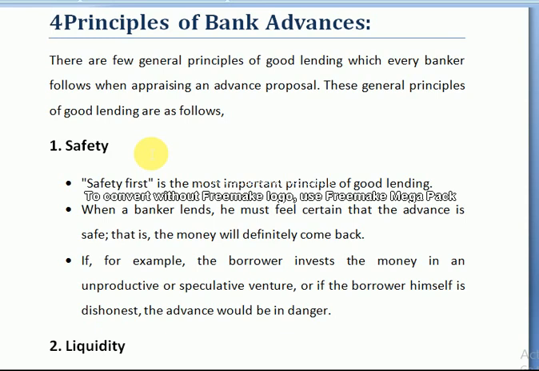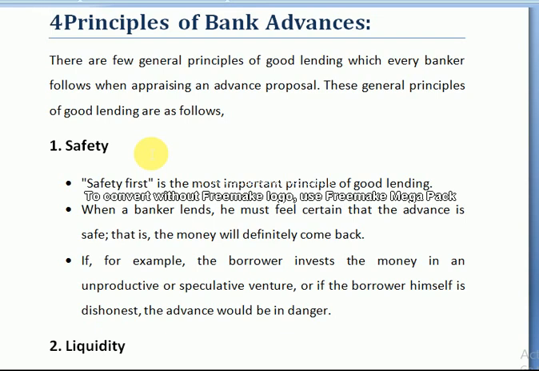the bank cannot give these advances blindly to an individual or to a business. Why? Recovery of that is very important. So there are some general principles that should be followed by the bank. Similarly, if we are giving some loan to our friends and family members, we will also keep these principles in our mind. So the principles of bank advances are, first, the safety principle.